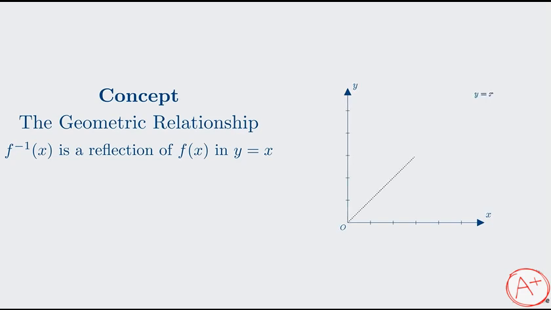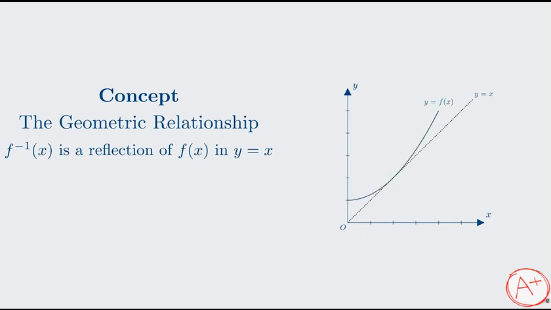To understand the connection between a function and its inverse, we must look at their graphs. The graph of the inverse function, f inverse of x, is a reflection of the original function f of x in the line y equals x. So, here are our y-axis and x-axis, and we draw the dashed line y equals x.